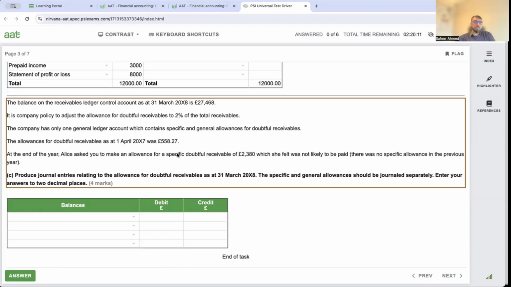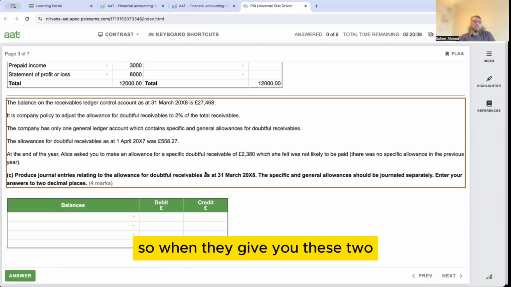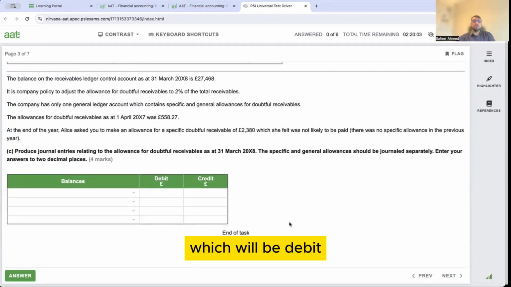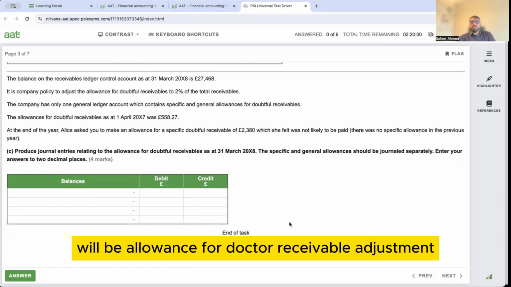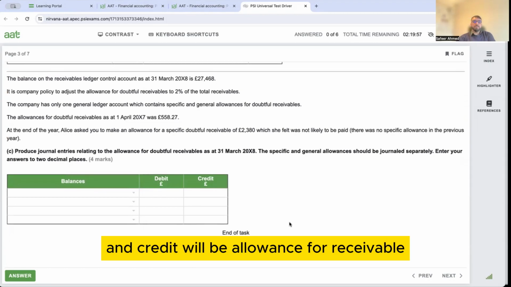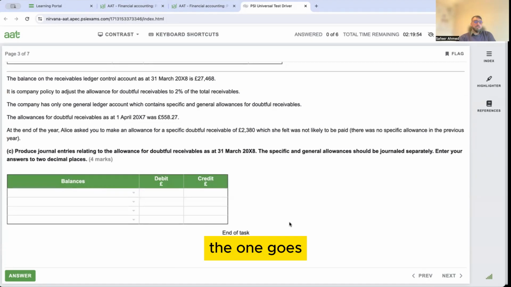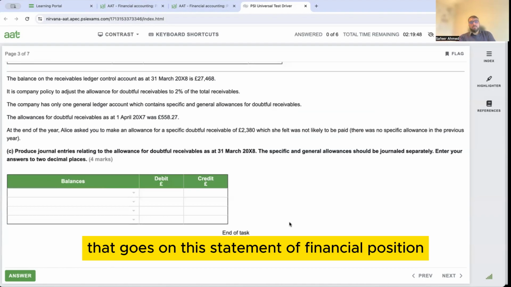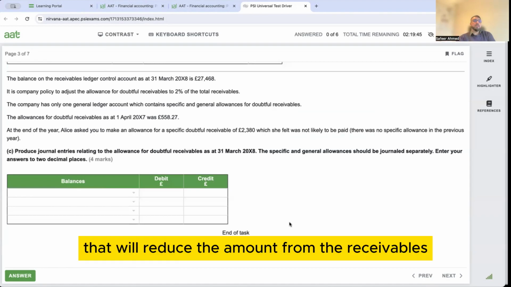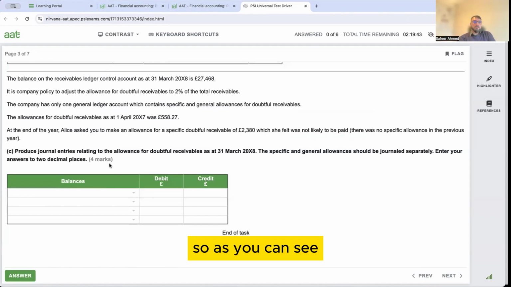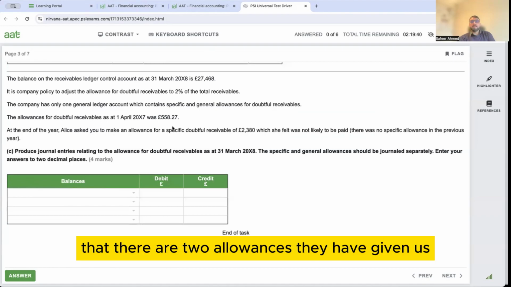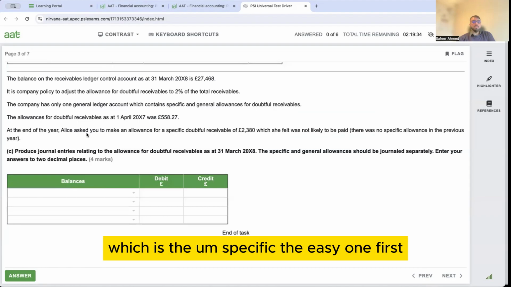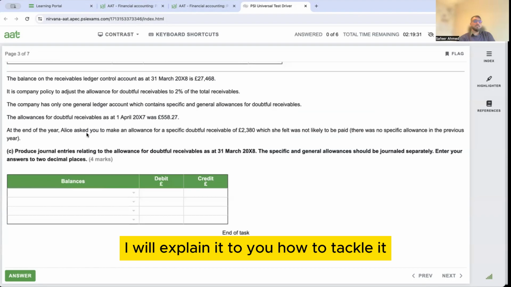So when they give you these two, for the specific allowance, the straightforward way is just making an entry, which will be debit allowance for doubtful receivable adjustment, and credit allowance for receivable. Remember, the adjustment goes in your statement of profit and loss, and the normal allowance for receivable goes on the statement of financial position. In other words, we reduce the amount from the receivables. So as you can see in this situation, there are two allowances they have given us. So I'm just going to tackle the first one, the specific, the easy one first, and then the second one I will explain how to tackle.